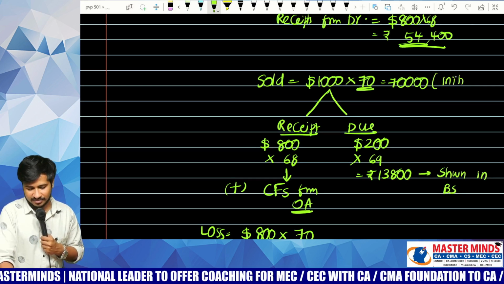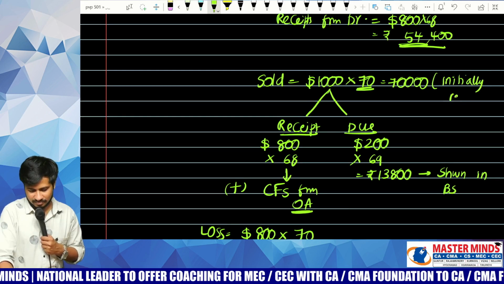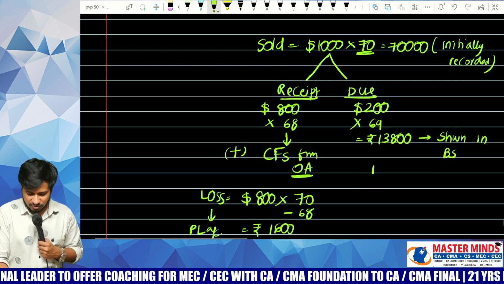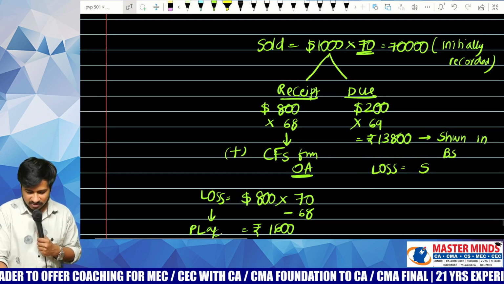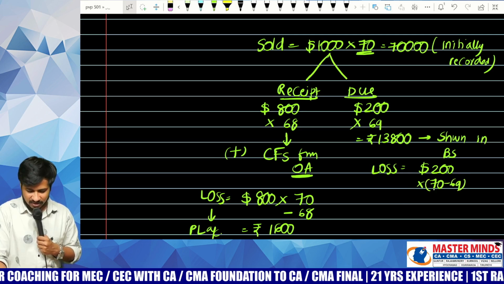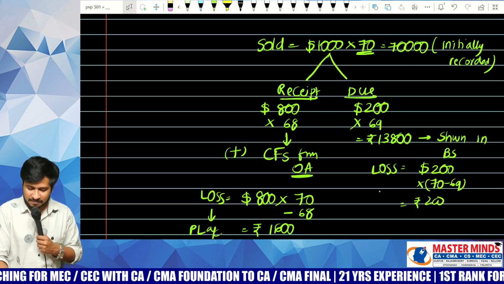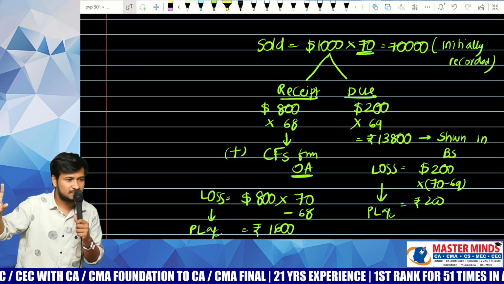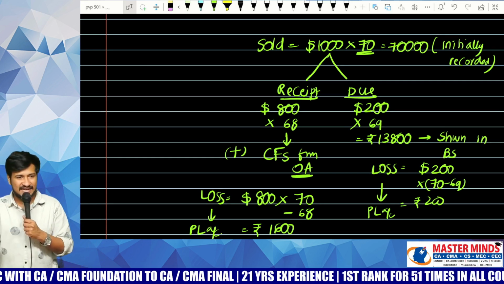Initially recorded. Now also for this due there is a loss. How much, sir? $200 multiplied by 70 minus 69, which becomes rupees 200. This also will be transferred to P&L account. No way connected to cash flow statement. Is the total logic clear?